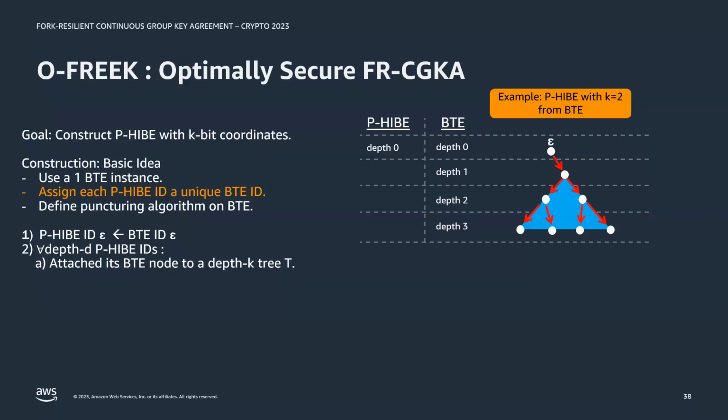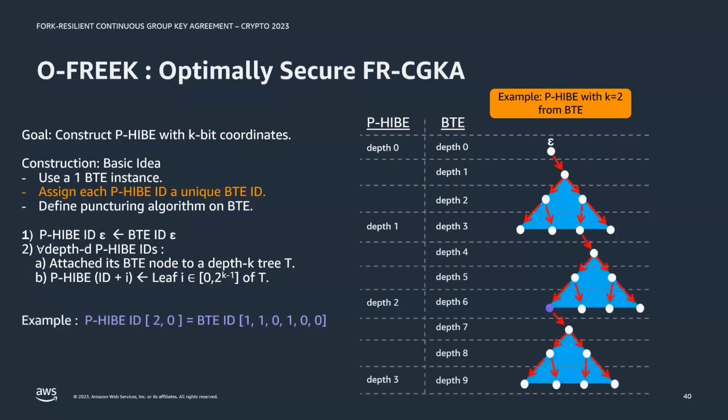What do we do? We look at the depth K tree that is attached to, say, always the right child of the ID BTE. Okay? And notice it's depth K, right? So it's got two to the K leaves, which means every leaf we can assign to one possible next coordinate, ID plus C, right? Every C will have its own leaf in this depth K tree. And so that's how we assign the BTE nodes. The PHIVE identity ID with i as the next coordinate is assigned the ith leaf in this tree. So recursing this, we've now assigned every possible PHIVE identity its own BTE identity.